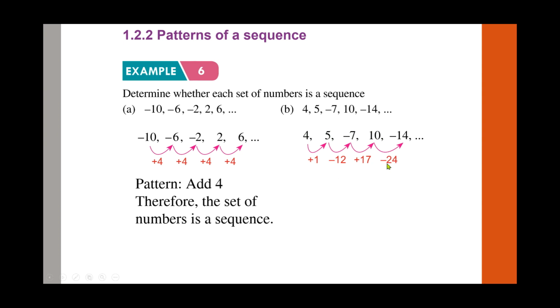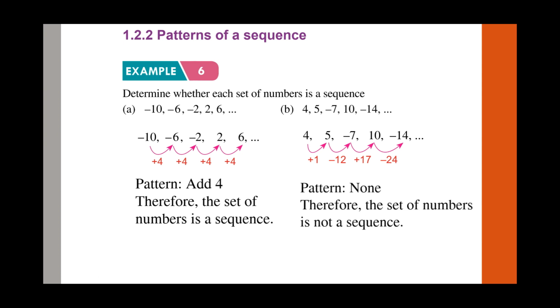Okay? So, is there a pattern for this list of numbers? No pattern at all, right? So, can we consider it a sequence? No. Okay. Since there's no pattern, therefore the set of numbers is not a sequence. That is how you determine that.